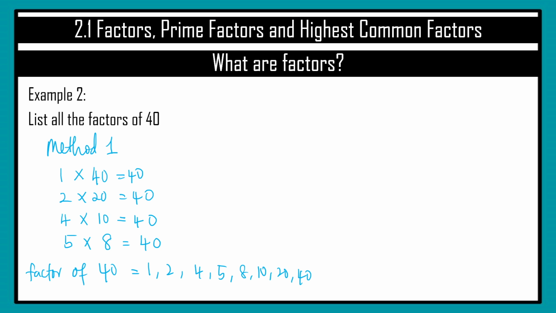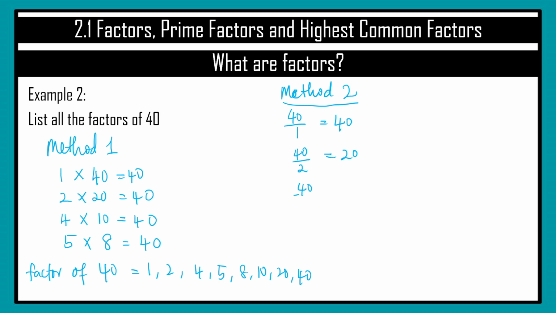The second method is the other way around. Instead of finding what numbers multiply, we find out what numbers can divide 40. Method number 2. Let's check, starting from the smallest number. 40 divided by 1, we get 40. And 40 divided by 2, we get 20.